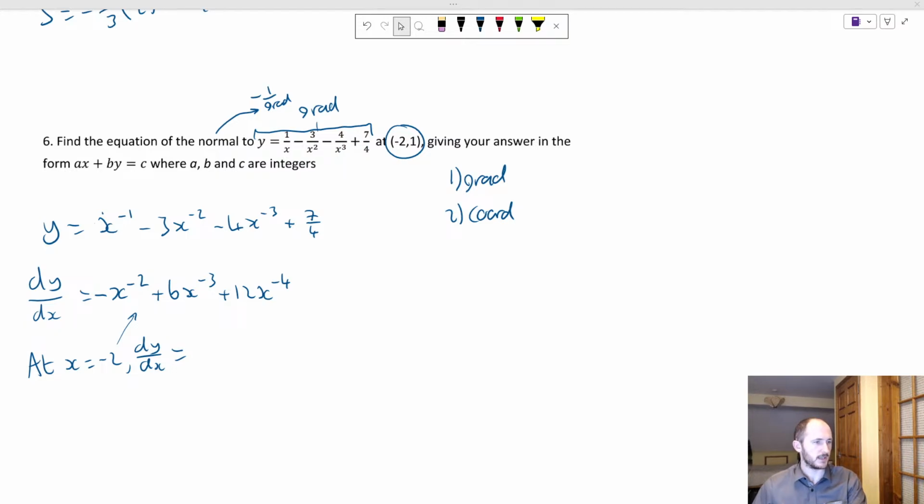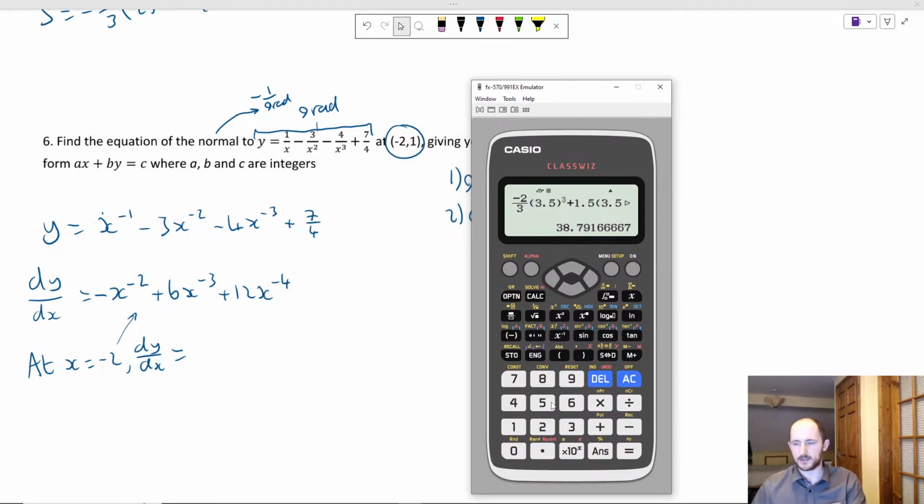So, get our calculator out. We get to do something fun. Yay. Whoops. Negative 2 to the minus 2. You could make it a fraction again if you really wanted to, but it's not necessary.